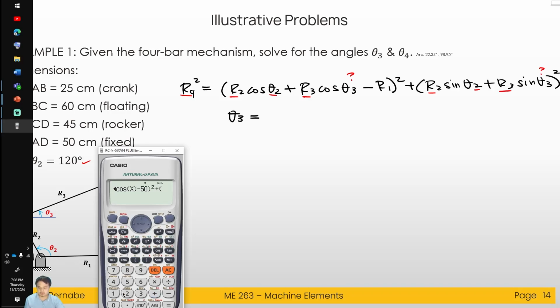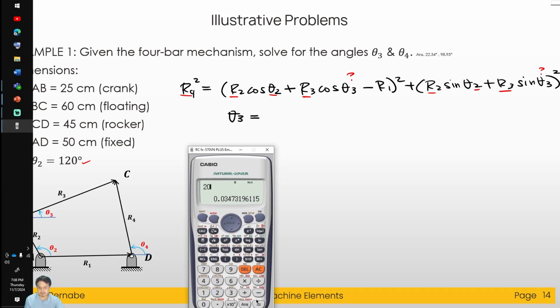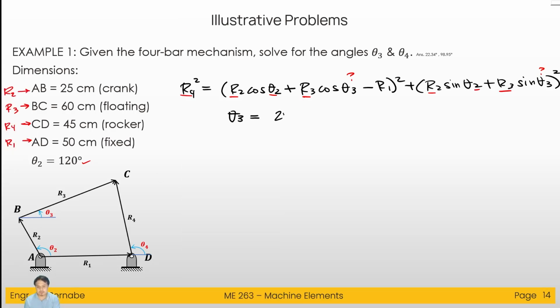Then plus R2, 25 again, sine 120. And then plus R3, which is 60, sine x, squared. Okay, so shift solve for the answer. Theta 3 should be around 20, or 45. So let's just say 20. The answer should be 22.34. So we can write this down: 22.34 degrees.